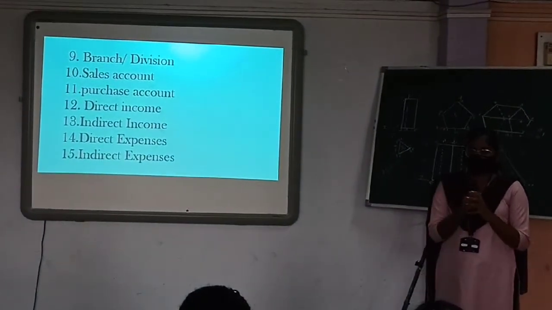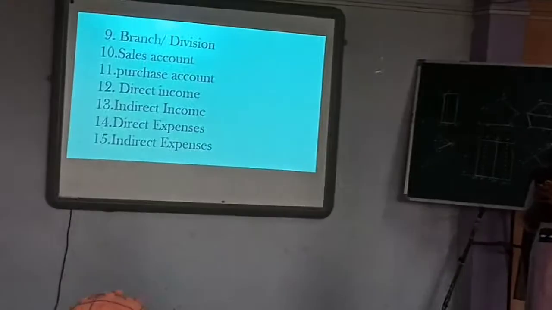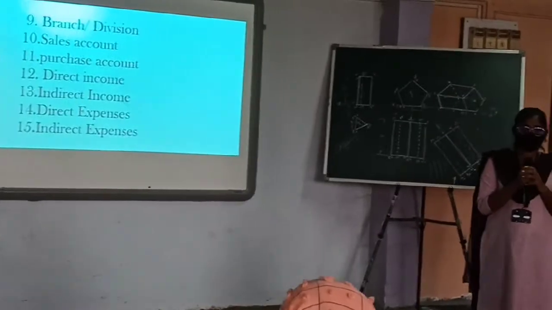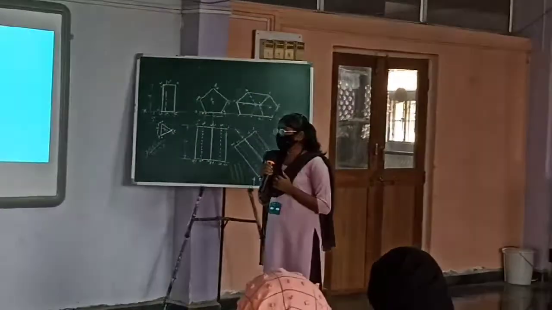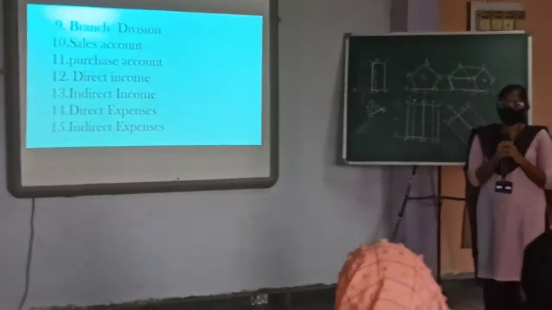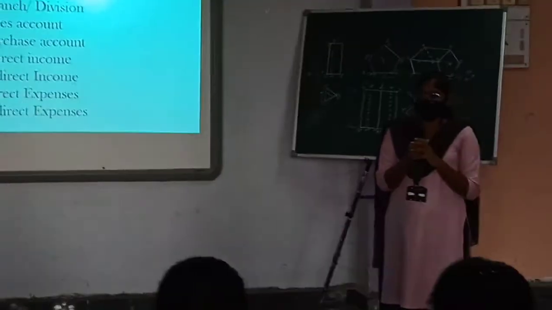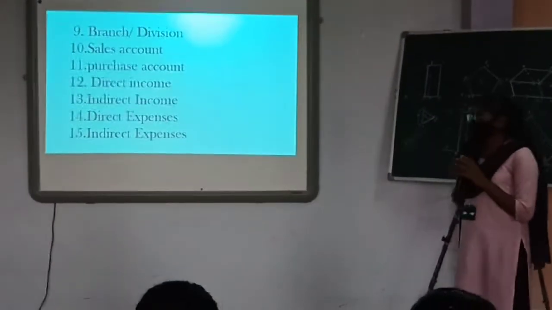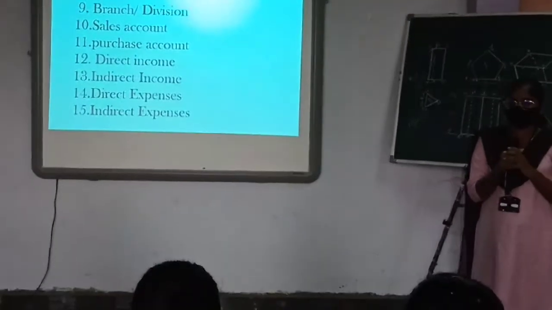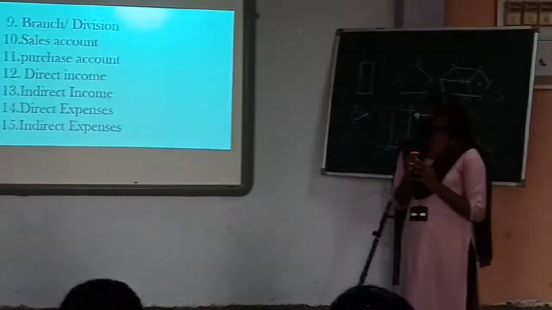Sales account group are revenue accounts, and it is used in the profit and loss account. Purchase account: all the accounts related to purchases are considered in this account. Direct income holds the account of income due to sale of goods. Indirect income holds the account of non-sale income, for example, rent received, commission received, etc.